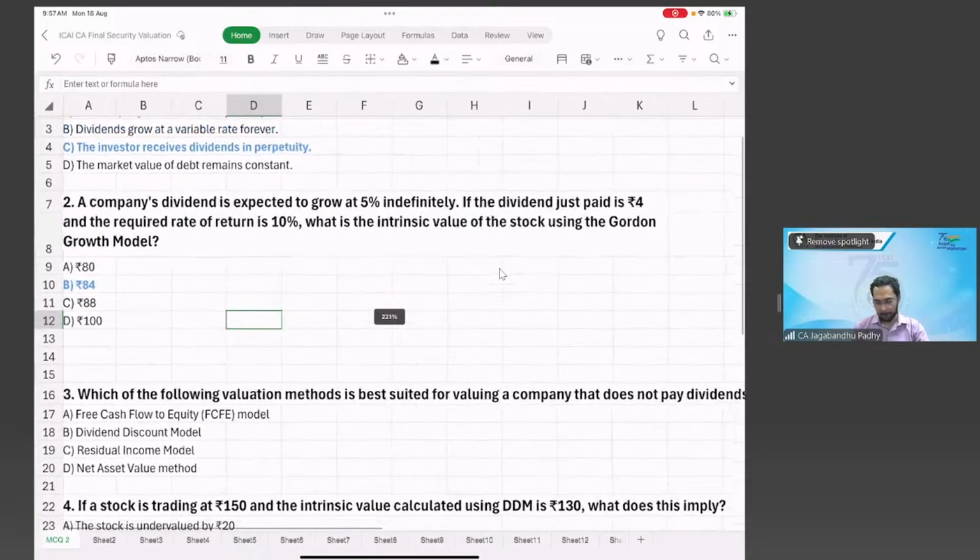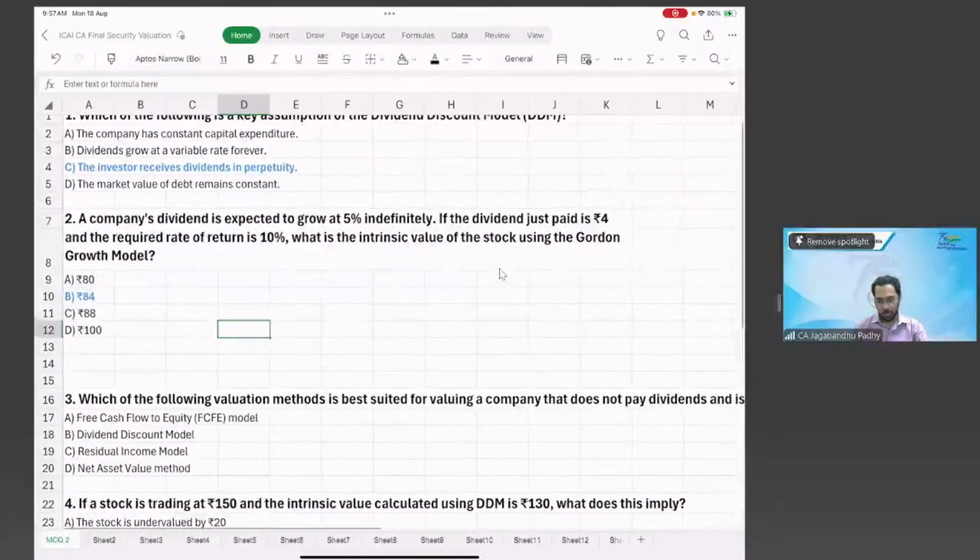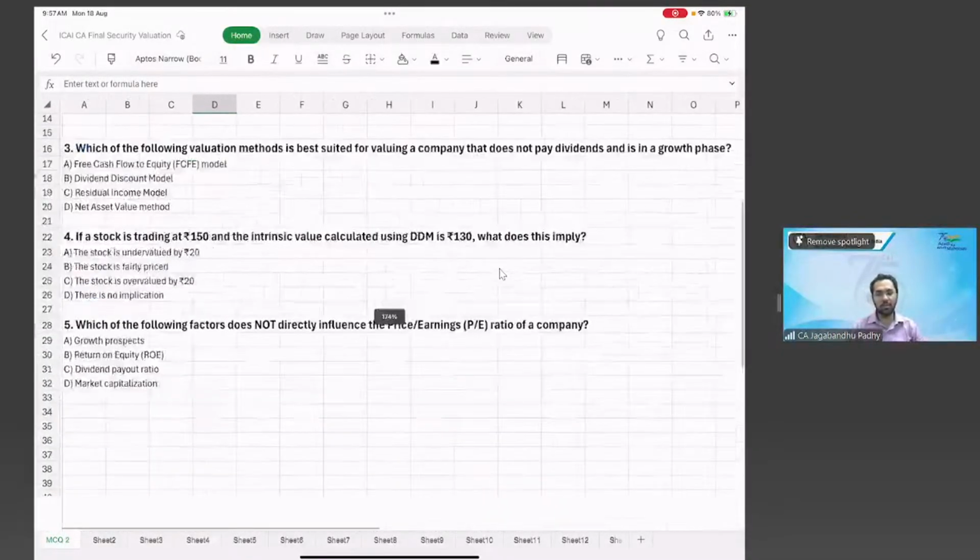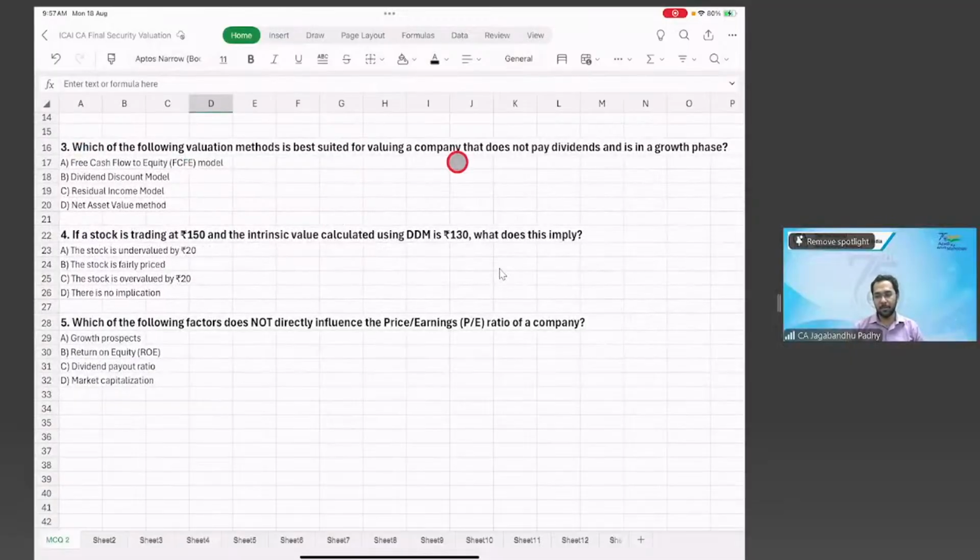Okay, third one. Which of the following valuation models is best suited for valuing a company that does not pay dividends and is in the growth phase?